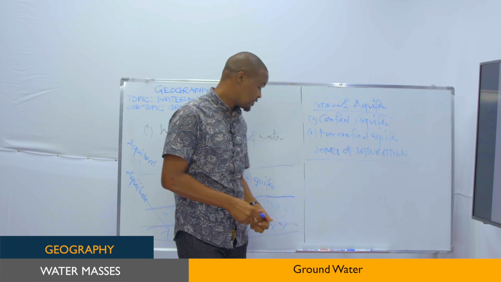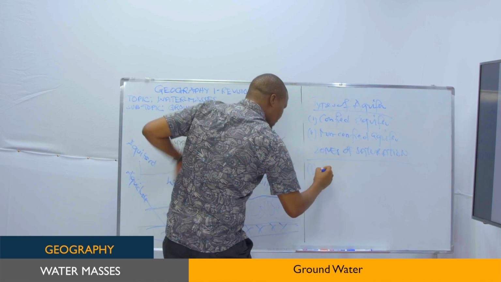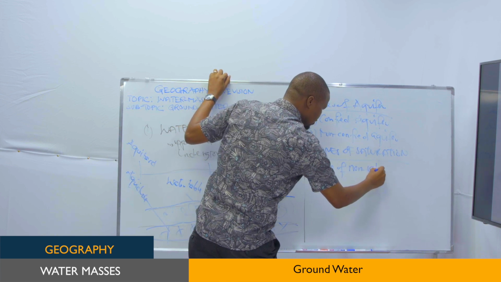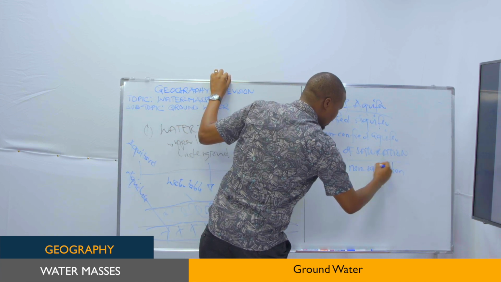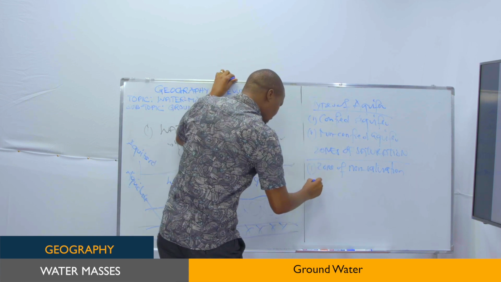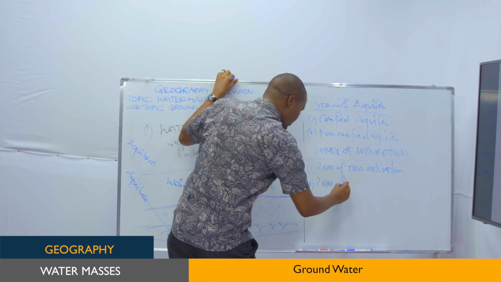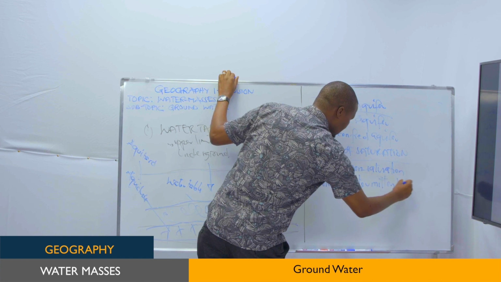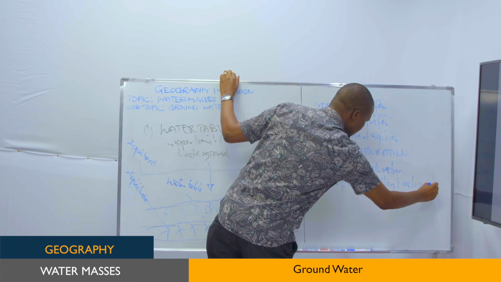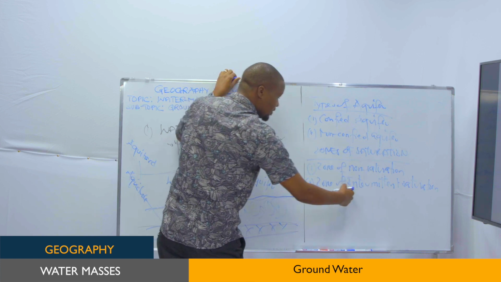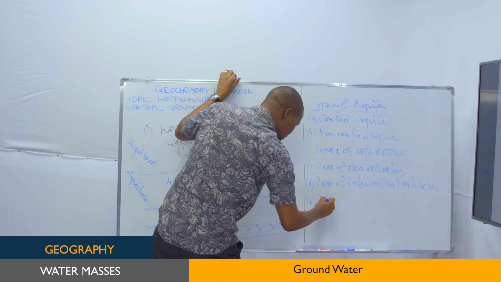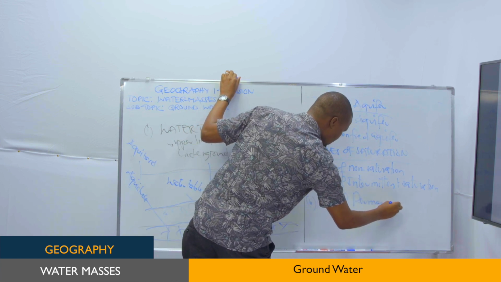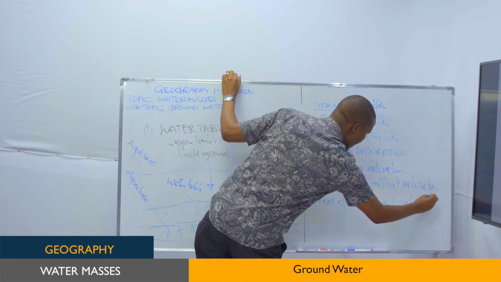So we have three types of zone of saturation. We have the zone of non-saturation. Then we have the zone of intermittent saturation. This is the second type. Non-saturation, zone of intermittent saturation, and zone of permanent saturation.